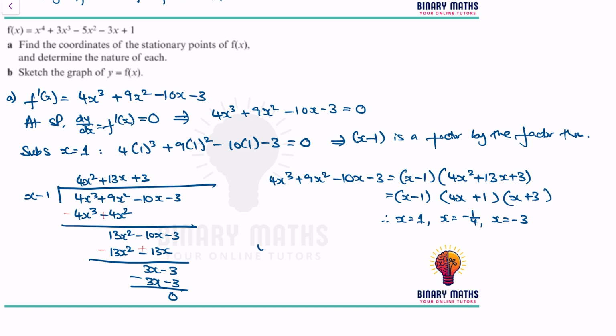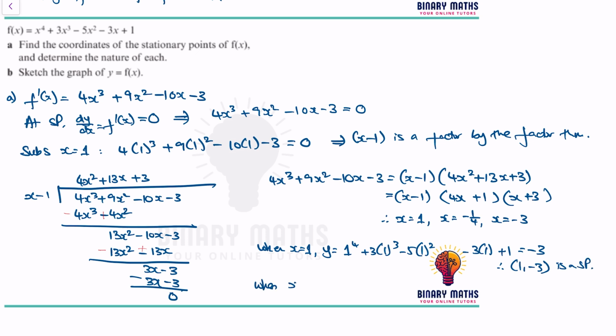Okay. So when x equals 1, y is equal to 1 to the power of 4 plus 3 times 1 to the power of 3 minus 5 times 1 squared minus 3 times 1 plus 1, which means I get 1 plus 3, which is 4. 4 minus 5 is minus 1, minus 4 plus 3, which is minus 3. Okay, so therefore 1, minus 3 is a stationary point.